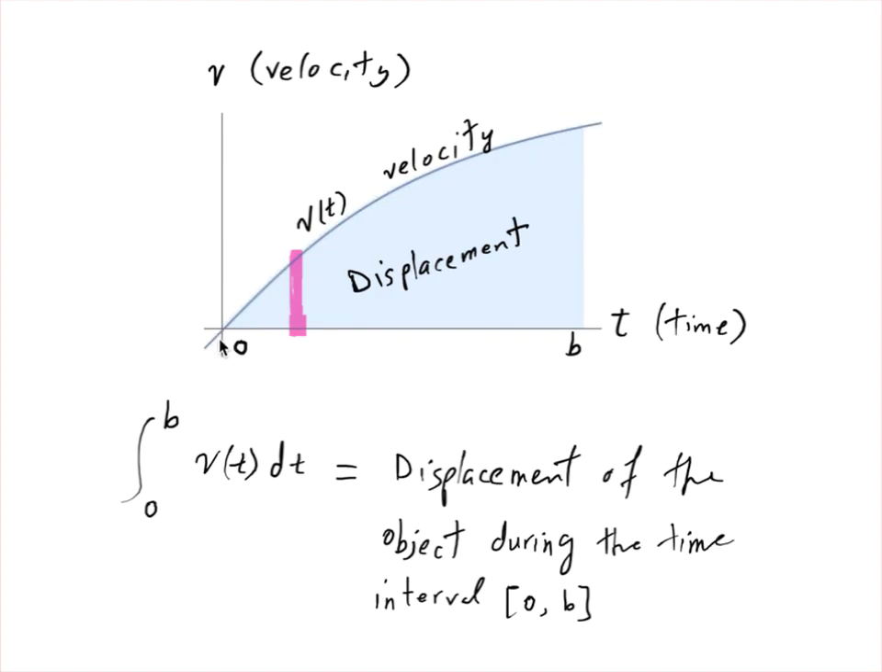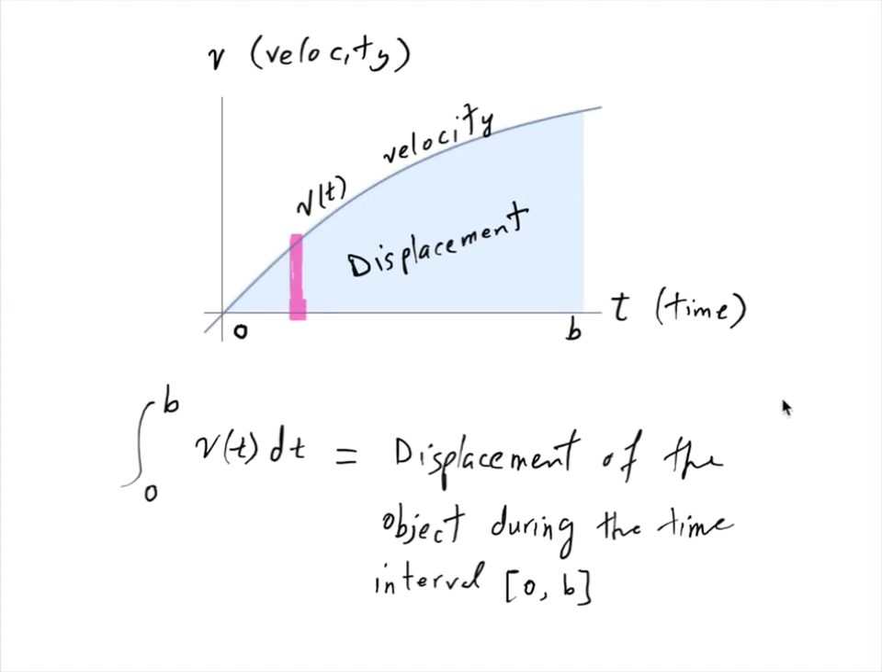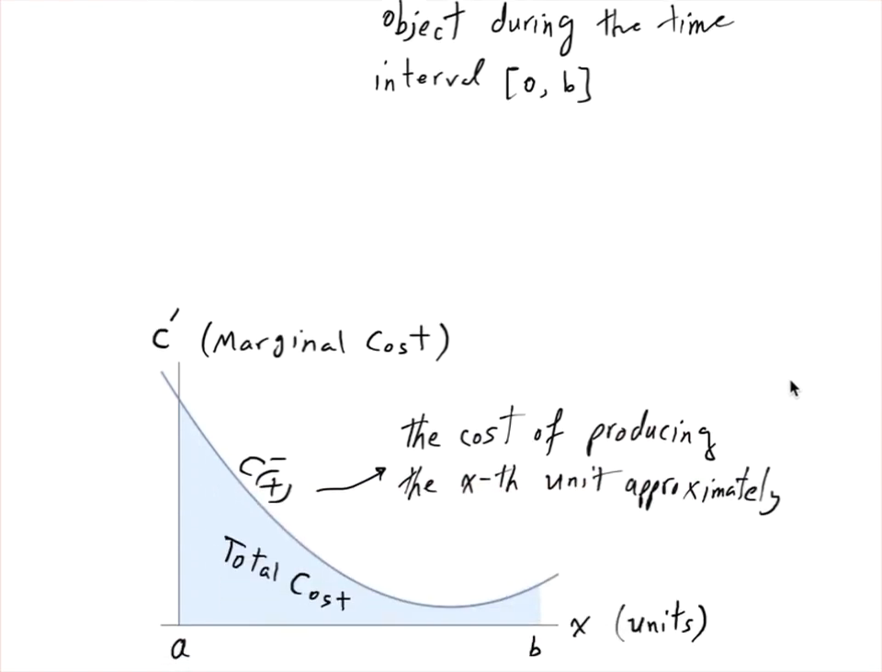Assume there is some line somewhere, and the object is moving on that line. And then if we integrate in this situation from time 0 to time b of the velocity function, you get the displacement of the object during that time period. Here's another example.